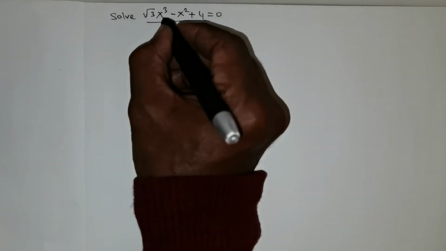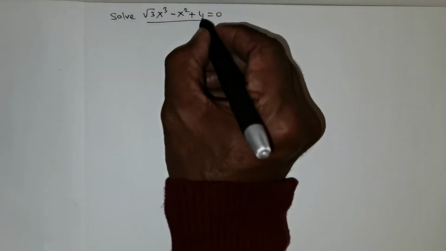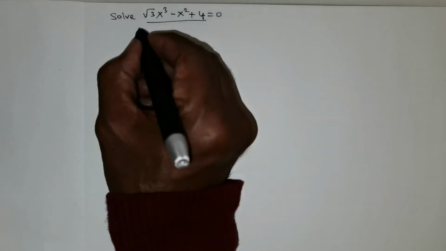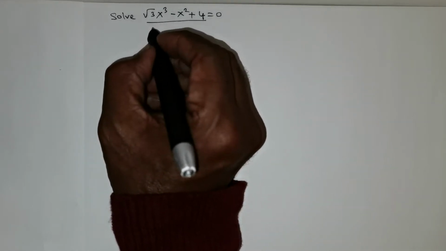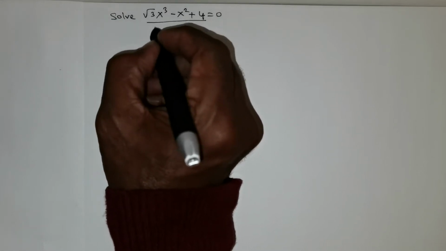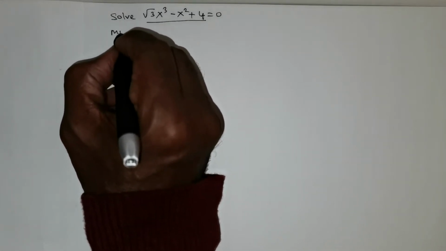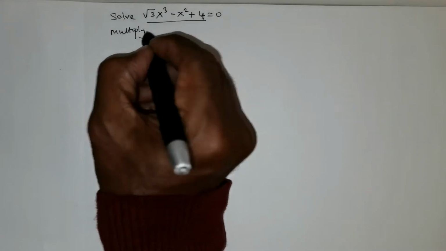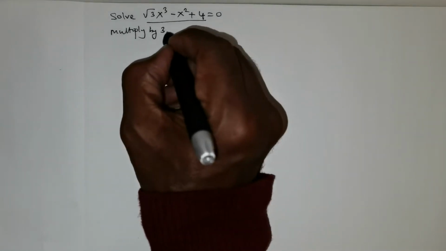The coefficient of x cubed is root 3 and you have a constant term 4 here. I would not be employing the cubic formula. Instead, I would be using simple algebra to obtain the solution. So foremost, let us multiply by 3 throughout.